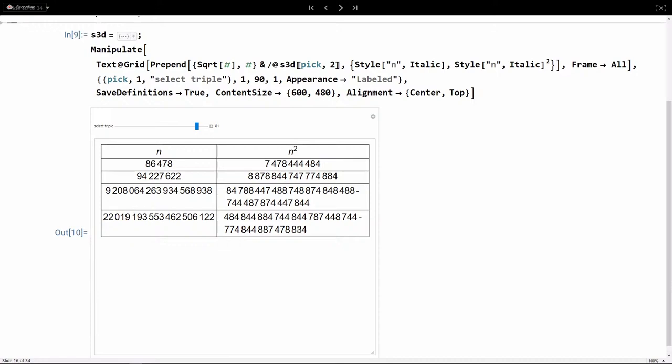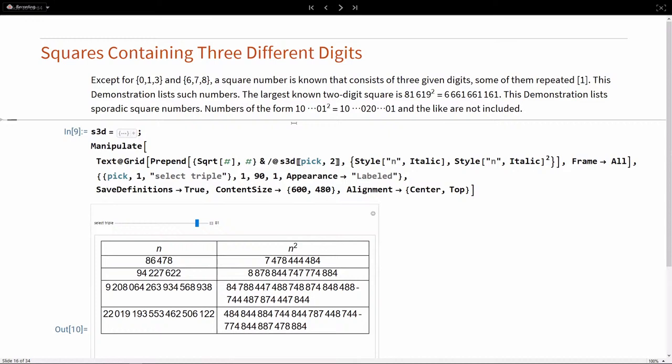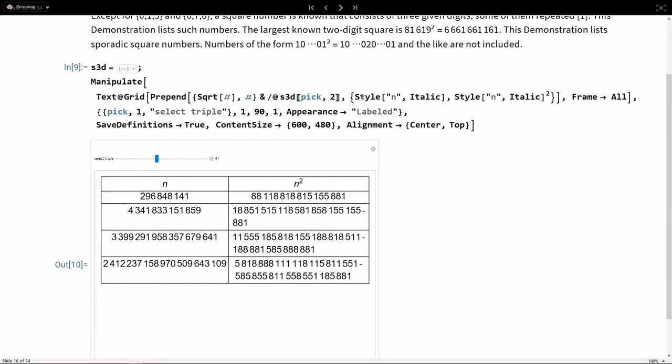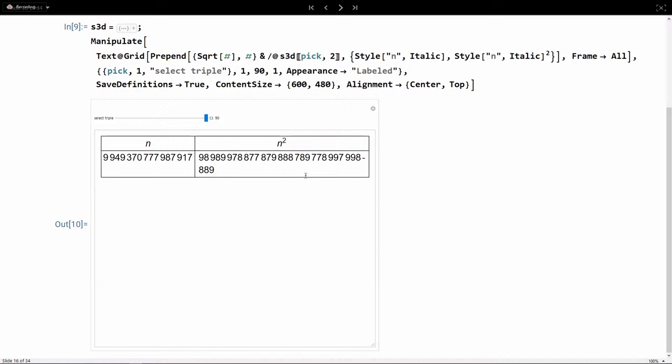And I might note that these are only for sporadic solutions. We leave out the trivial solutions. For example, there's numbers of this form which we don't list. But here are cases with 0, 1, and 2, which are stranger. So this is the squares containing three different digits. And this is an unsolved question. What are the extents to these, and whether there's any more than are in this table? These are all the known values as of last year.